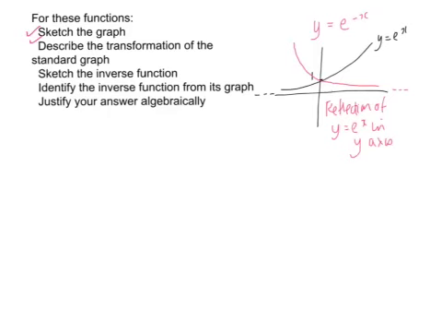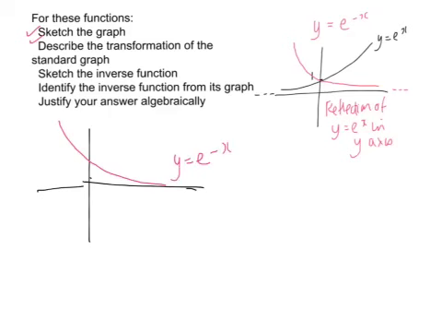Okay, so the next thing we're going to do is find the graph of the inverse function. So let's just put over here the graph that we've just found, which is y equals e to the minus x, asymptote on the x-axis, intercept on the y-axis of 1. To find the inverse, we need to reflect that graph in the line y equals x. Okay, and everything swaps over.